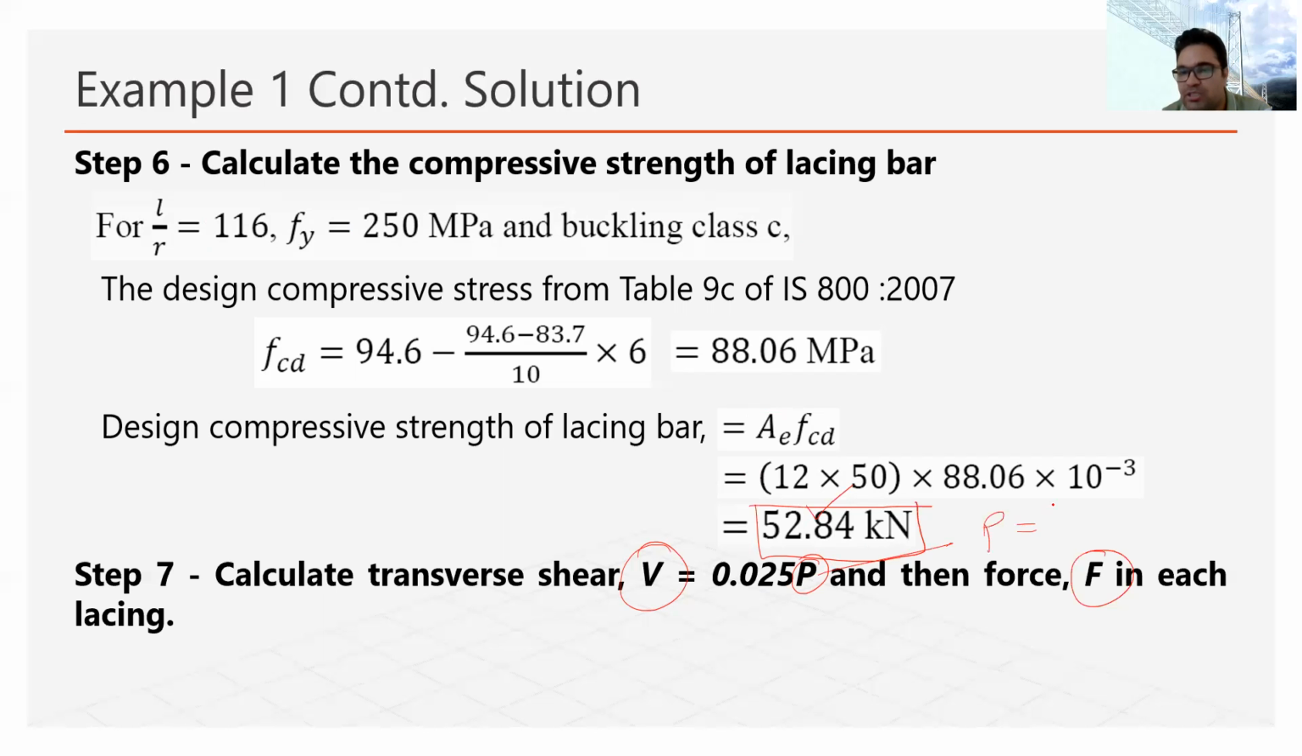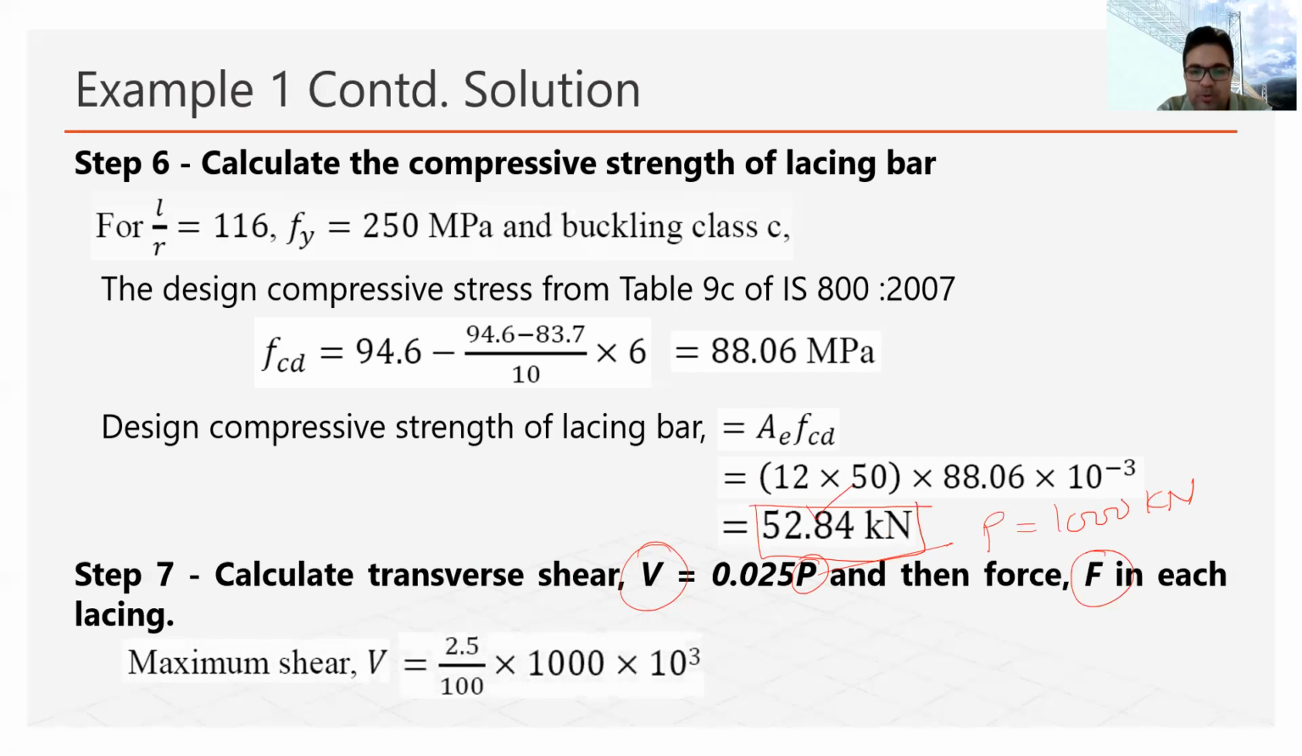The P value is actually 1000 kilonewton, which is the factored load on the built up column that is required to be supported. So now we will find the maximum shear, which is 2.5% of the P value. As I said, P value is 1000 kilonewton, so the maximum shear force is 25 kilonewton, or 25,000 newton. This is as per the clause mentioned here.